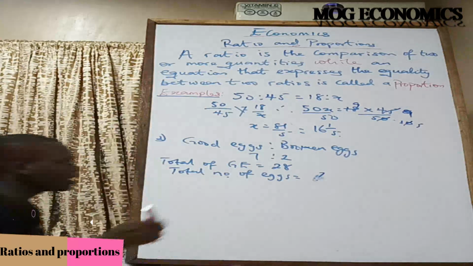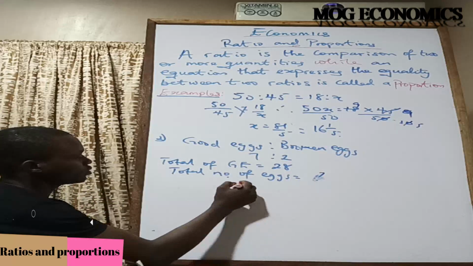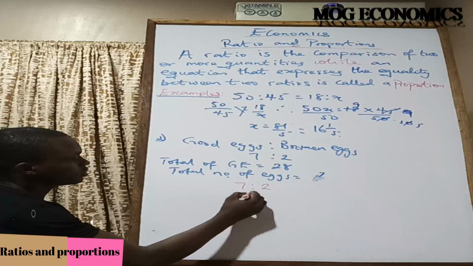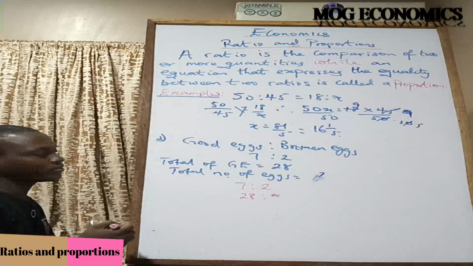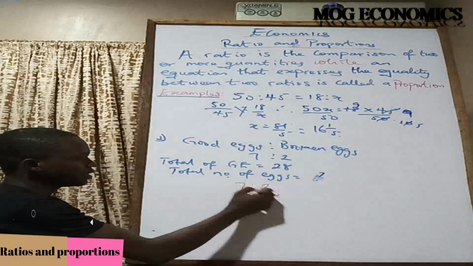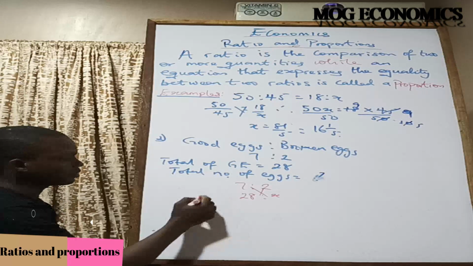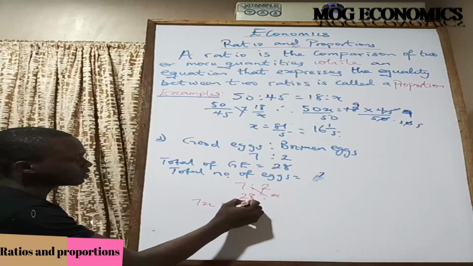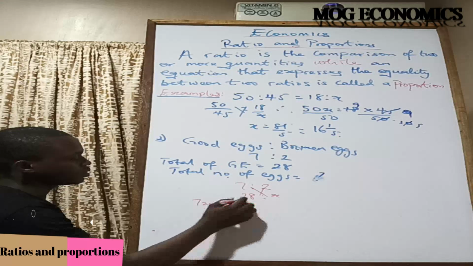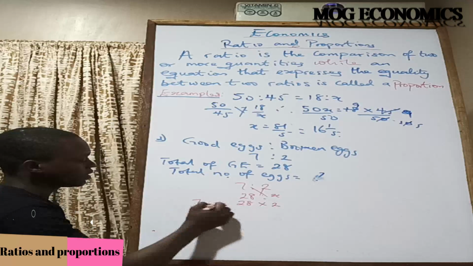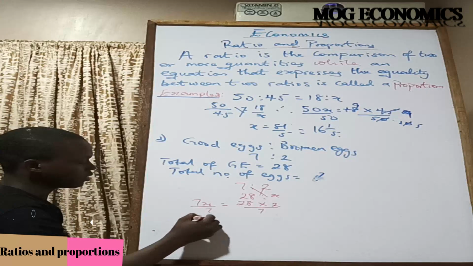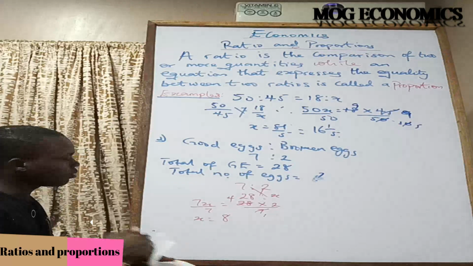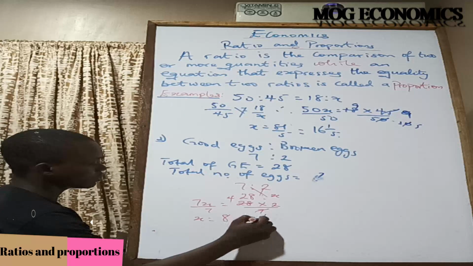Since the ratio of good eggs to broken eggs is 7 ratio 2, and they have given the total number of good eggs, where do you have good eggs here? So here is 28 ratio x, since we don't know the number of broken eggs first. From here, we cross multiply: 7 multiplied by x gives 7x equals 28 multiplied by 2. I divide by 7 on both sides. So x equals 8. So there are 8 broken eggs.